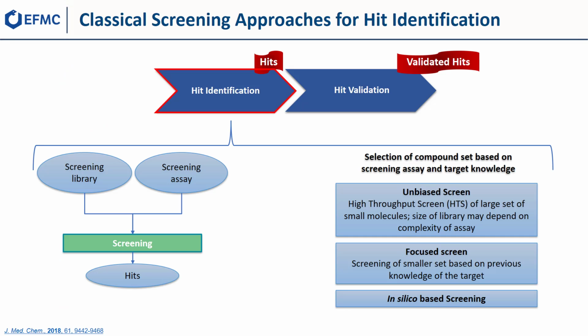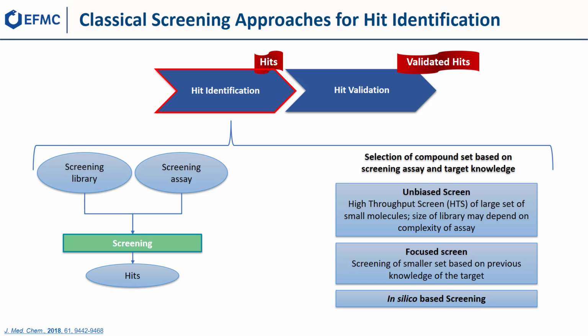So here we're talking about really the first step of hit generation, which is the identification of hits. And if you remember the introduction, hits are defined as compounds which modulate the activity of your target of interest in a particular assay. So here there are two components to consider. One is the screening library. Which compounds are you going to screen? And the second one is the screening assay. Which assay are you going to use to monitor the activity of your target? Once you have these two, you can perform your screening, which will give you the hits.